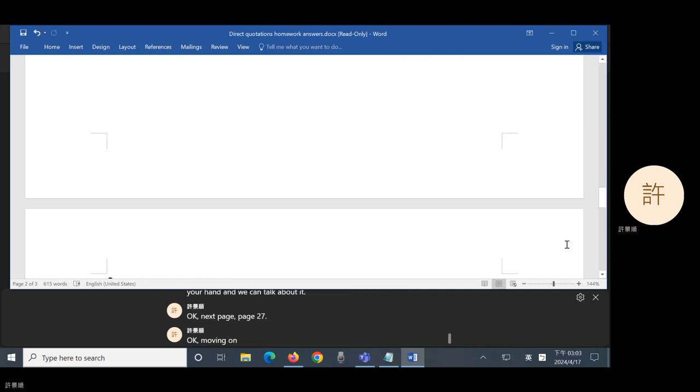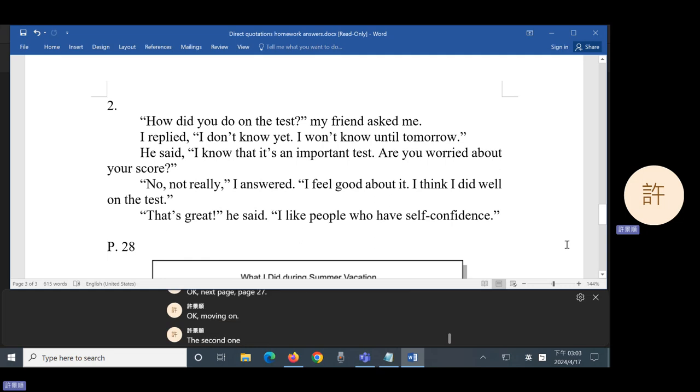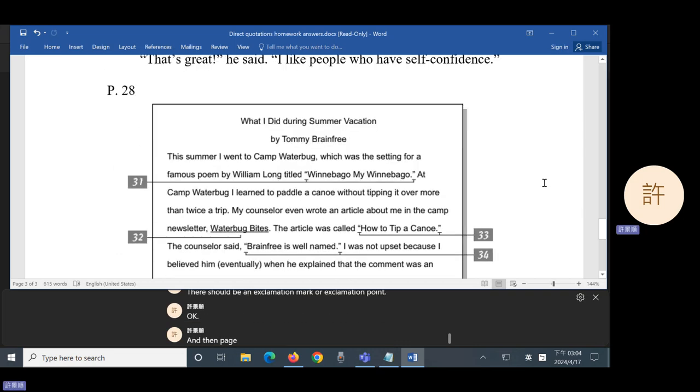Okay, moving on. The second one. So again, "that's great" is an exclamation. There should be an exclamation mark or exclamation point. Okay, and then page 28.